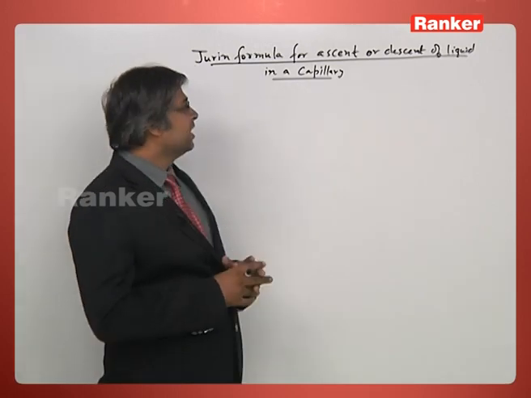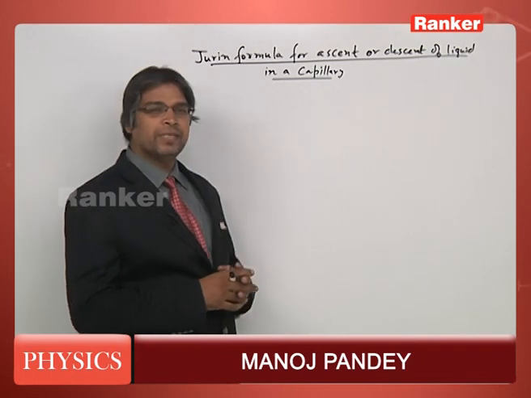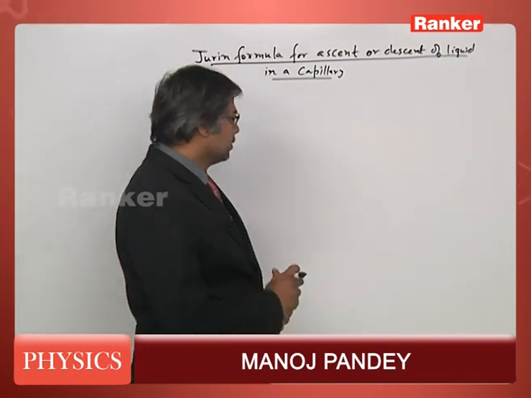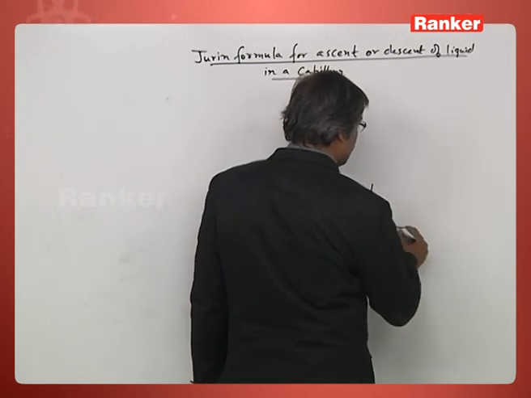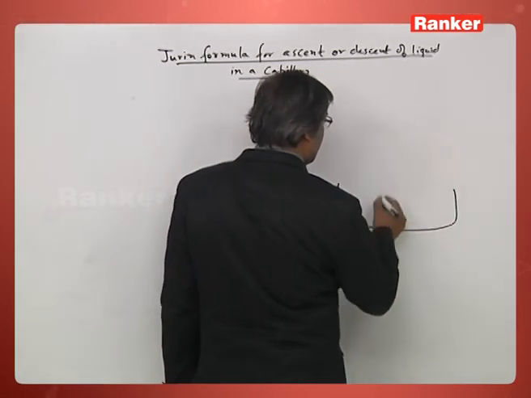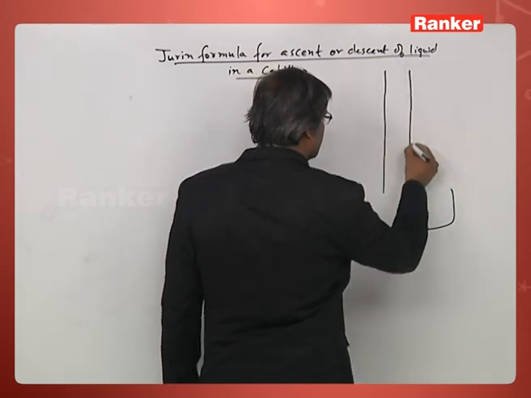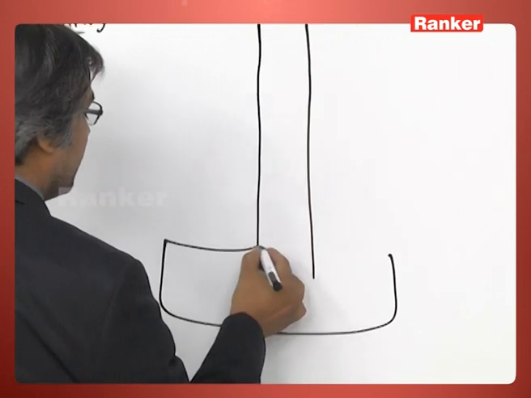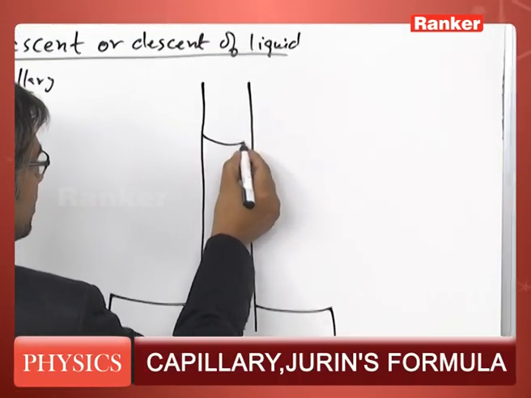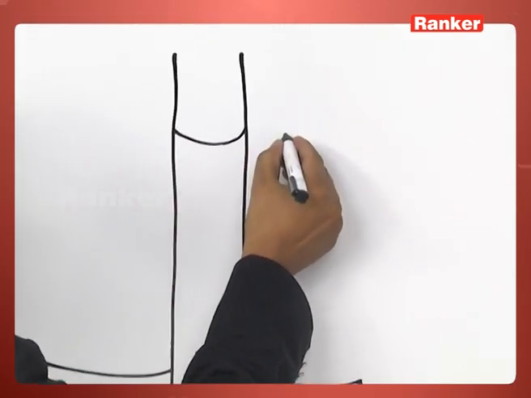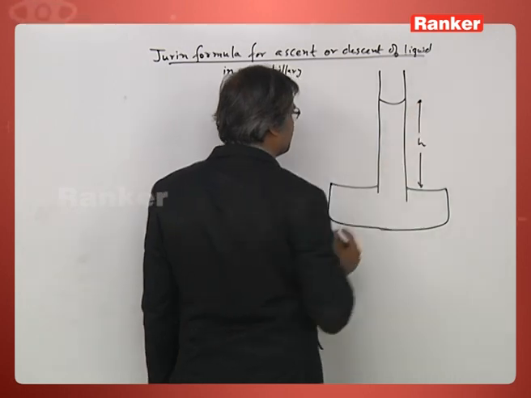So, now let us see Jurin's formula for the ascent or descent of liquid in a capillary. We have a capillary in a liquid; suppose this is the liquid vessel and we have a capillary here. The liquid rises up to this height h. We wish to calculate h.